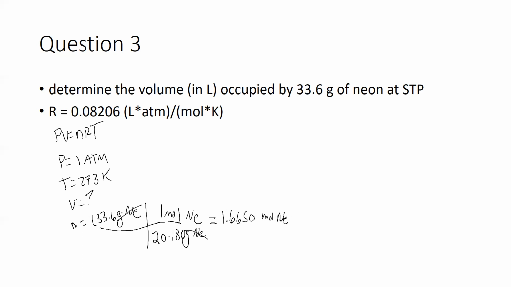Since 33.6 has 3 sig figs, I'm going to make a little note to myself and say there's only 3 sig figs here. But again, I'm going to keep all the digits so my calculation is more accurate, so I don't get what's called a rounding error.